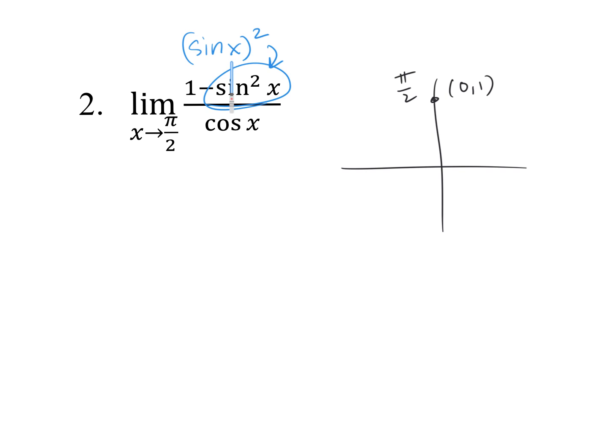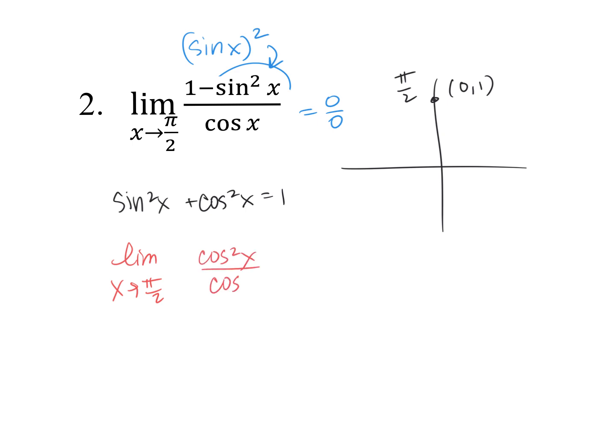What's the sine at pi over 2? The y coordinate is 1, yeah? What's 1 minus 1 squared? 0. Over, what's the cosine at pi over 2? 0. 0 over 0. But sine squared plus cosine squared is 1. And so how can we rewrite this numerator? What is 1 minus sine squared? You agree with that? It's been a while since I talked about that. You said 1 minus sine squared is cosine squared.